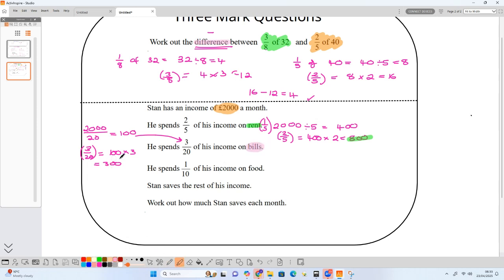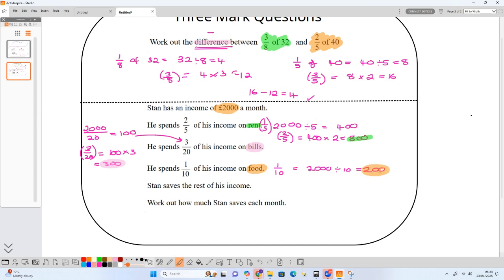Finally, he's spending 1/10 of his income on food. So to find 1/10, we're just dividing the original amount again. It's 1/10 of that 2,000. So do the 2,000 divided by 10. This time, because it's just 1/10, there's no multiplying.